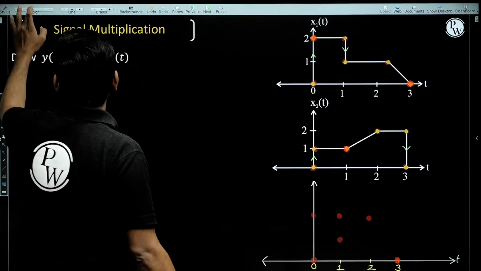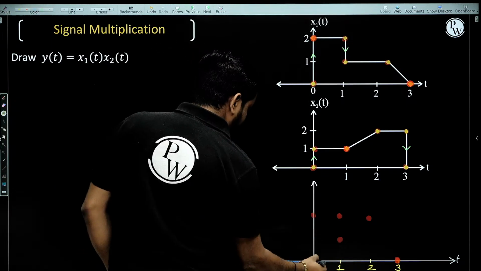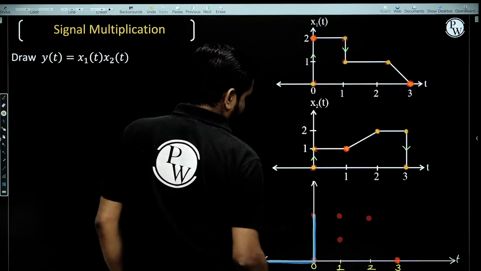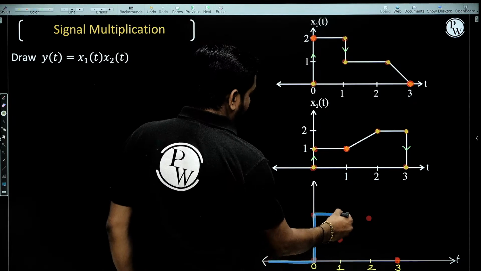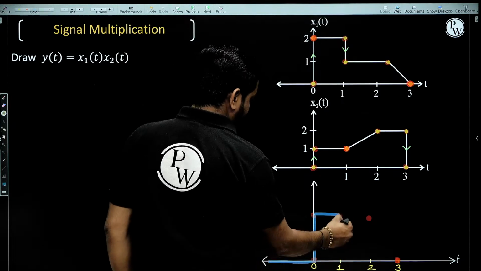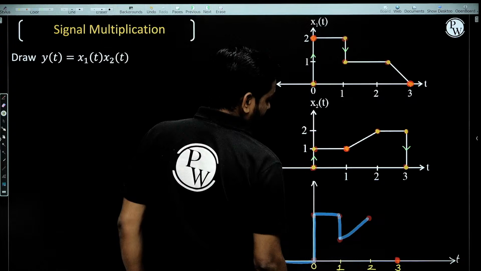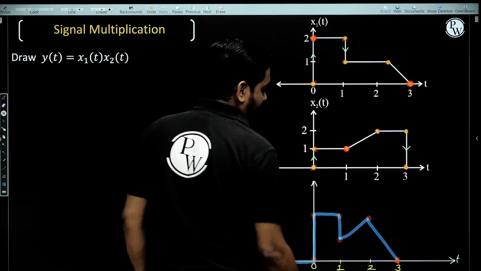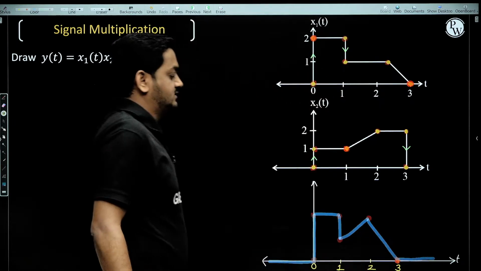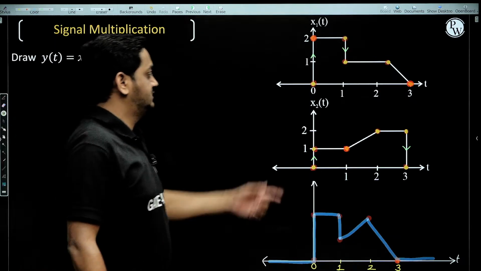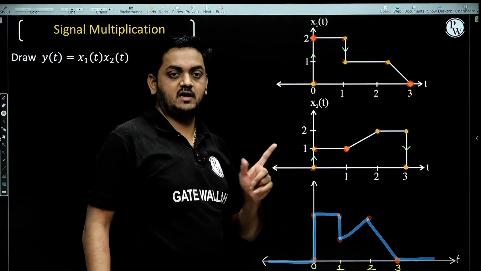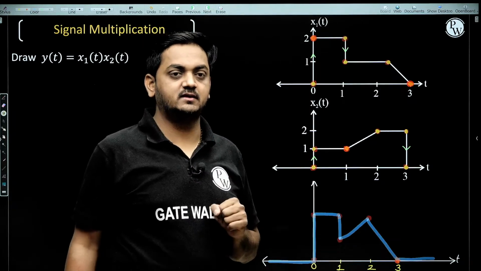Then connect all the points, guys, in the correct sequence. Then from here to this one, then this point, then this point. This will be your final answer. Clear? So this is signal multiplication, the same as signal addition and subtraction, guys.